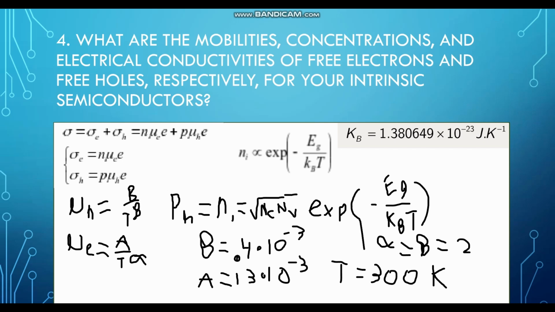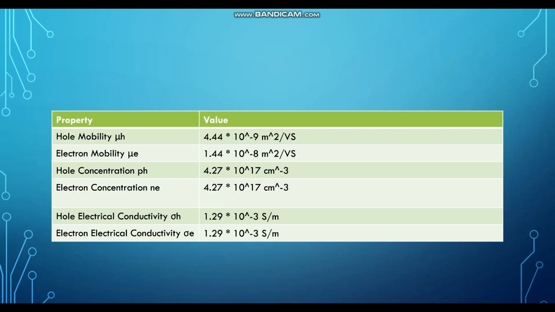And then we have this equation that we're using for Ni, Ni equals the square root of N_C times N_V, which will just kind of cancel out, times the exponent of negative E_G over kT, and then we have Boltzmann's constant right here. So quite simply, it's just a matter of grabbing all our constants, which I have done here, and plugging them into our equations.